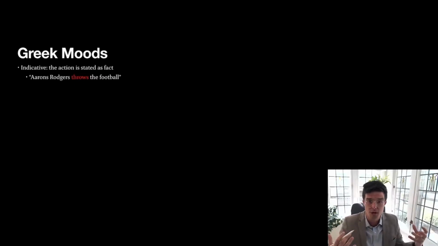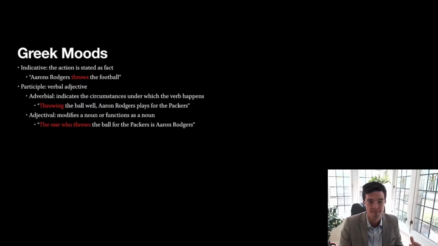One more slide, a little bit more in depth on the different moods here, giving us English examples. So with the indicative, we're thinking about the mood of reality. The action is stated as fact, as actually happening. So Aaron Rodgers throws the football. Aaron Rodgers actually does this. It's viewed as real action that happens. The participle is a verbal adjective that can function adverbially or adjectively. The adverbial participle is going to tell us the circumstance under which the main verb happens.